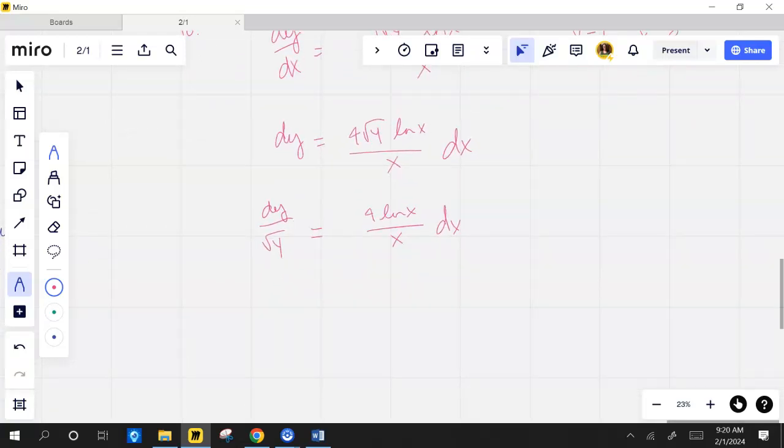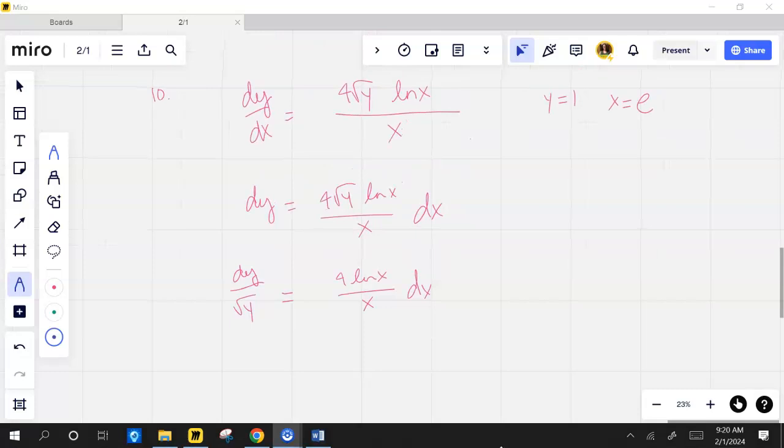This one's a lot easier than the other one, actually. Well, because I'm just multiplying straight across, I just divided by that on both sides. We're ready to integrate, right?